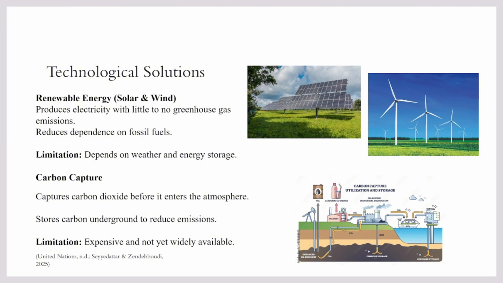The second technology is carbon capture. According to a 2025 review, carbon capture works by collecting carbon dioxide before it's released into the atmosphere from power plants and industrial facilities. The captured carbon dioxide is then transported and stored deep underground, helping reduce greenhouse gas emissions. One limitation of carbon capture is that it's still expensive to build and operate, and is not yet widely available in many parts of the world.